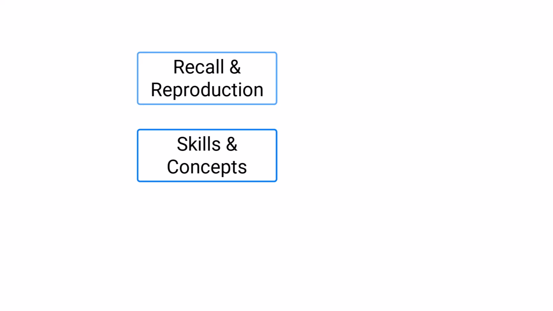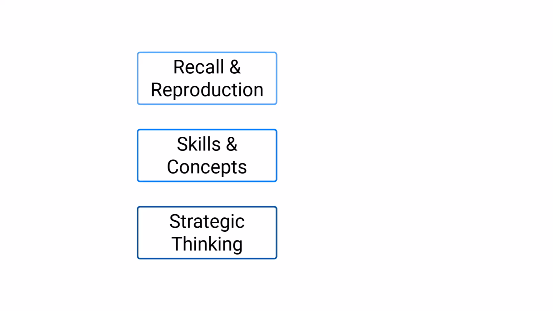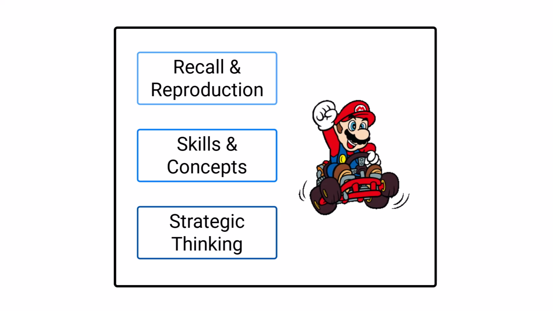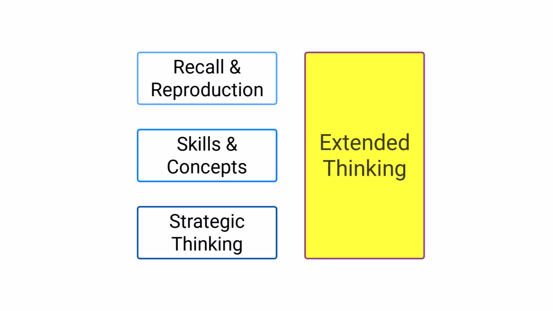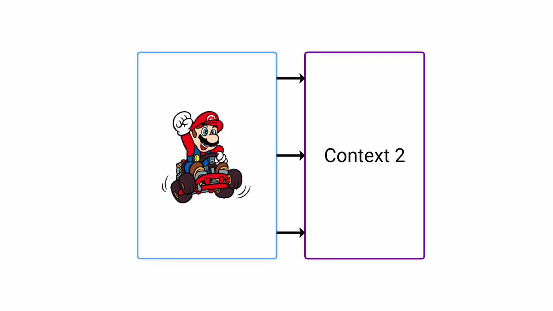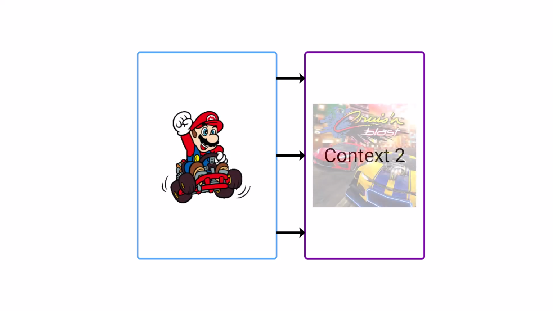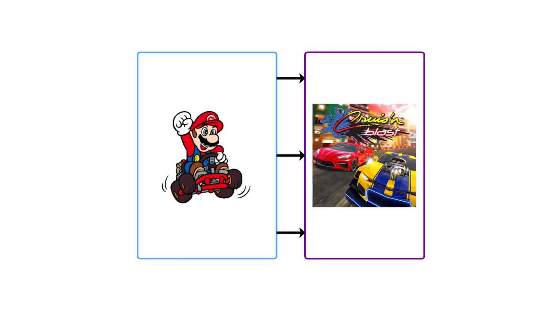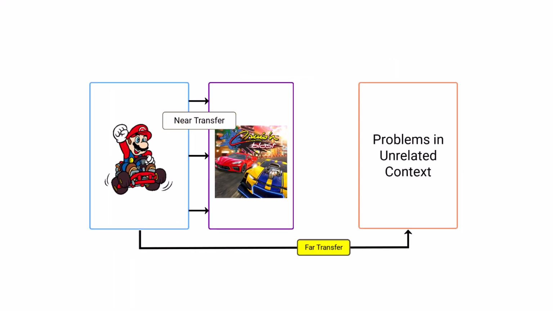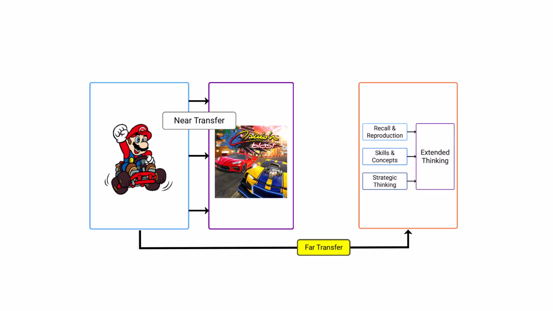DOK 1, 2, and 3 are all used in practice within the context of the topic, in this case, playing Mario Kart, which brings us to extended thinking. This challenges you to accomplish either near transfer, apply what you know about Mario Kart to another racing game, or far transfer, apply what you know about Mario Kart to a completely unrelated content area, like, for example, explaining Webb's depth of knowledge to a bunch of strangers.